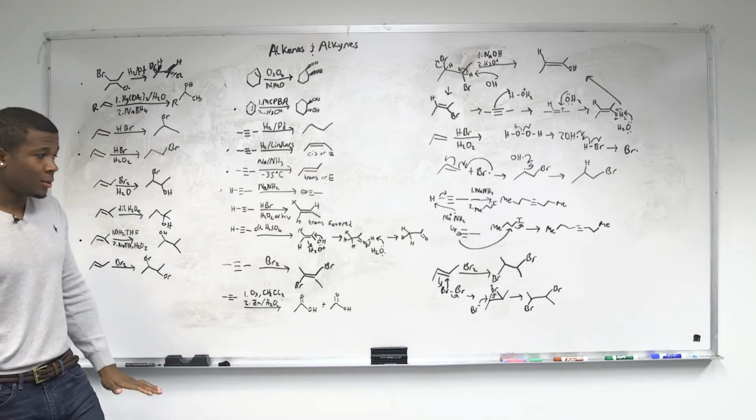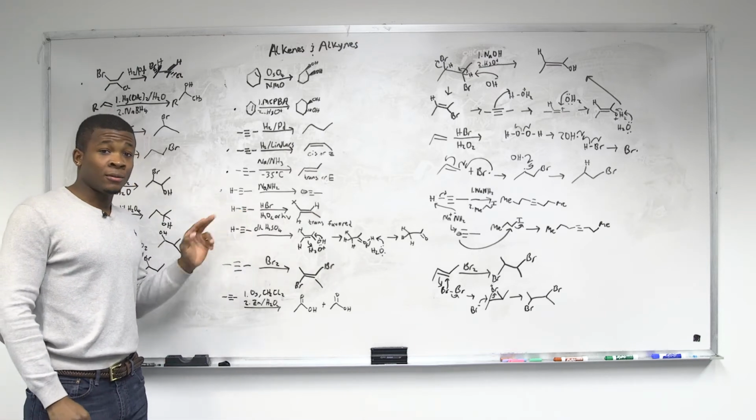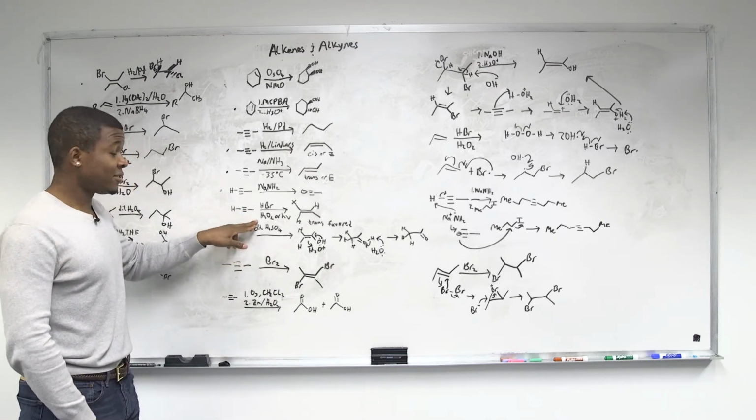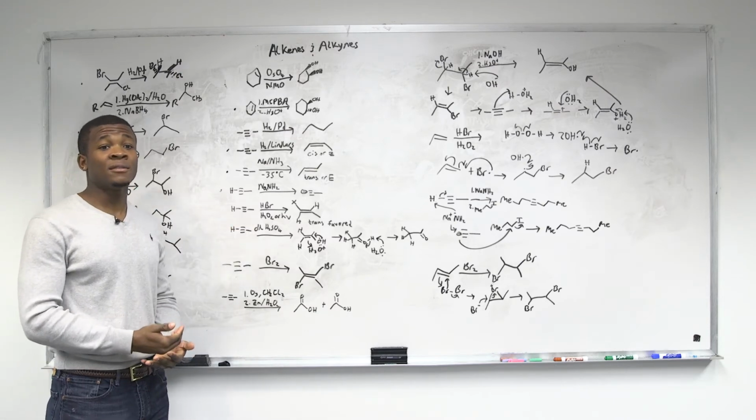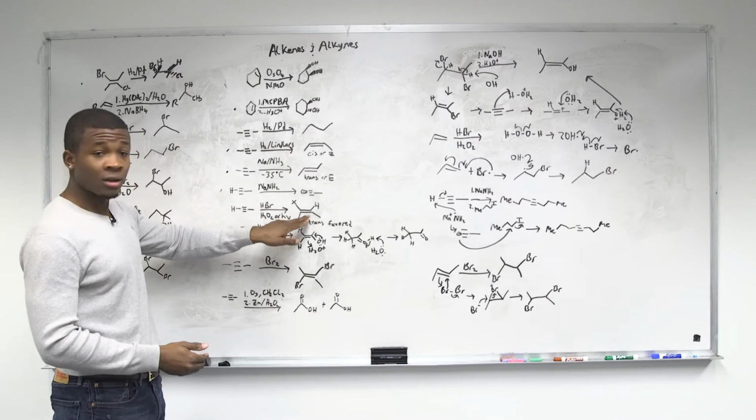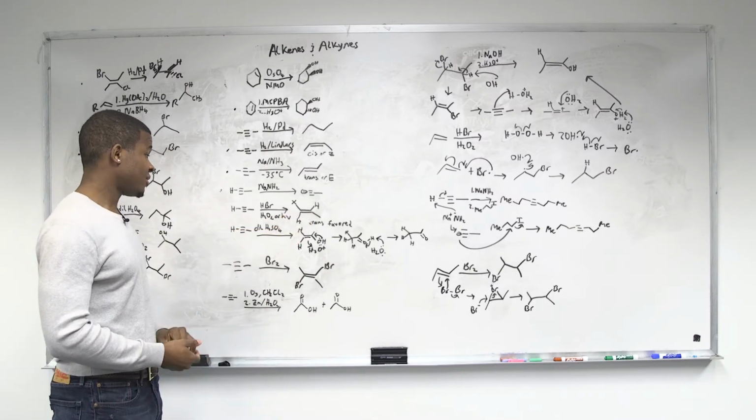And next we have HBr over H2O2. As I said previously, whenever we see H2O2, it's usually going to make an anti-Markovnikov product, just as it does in this one.